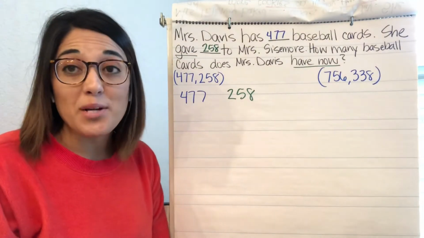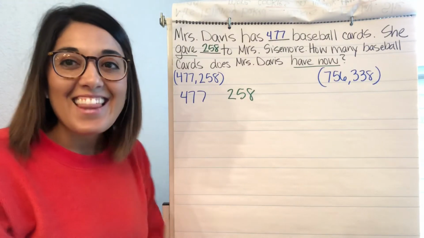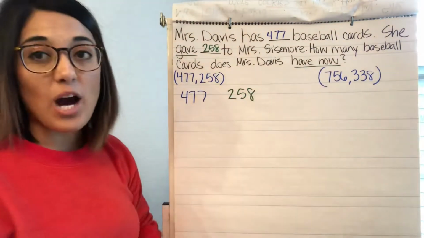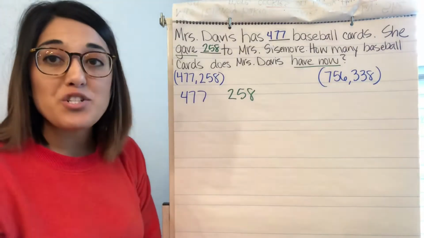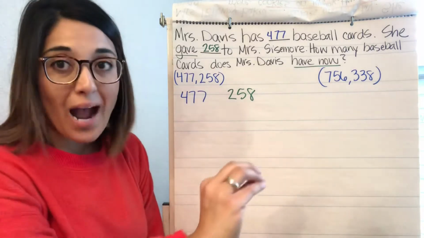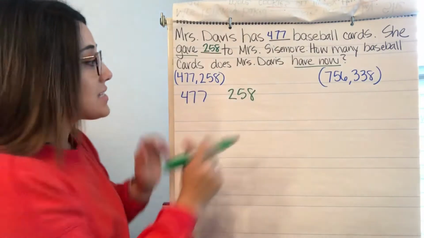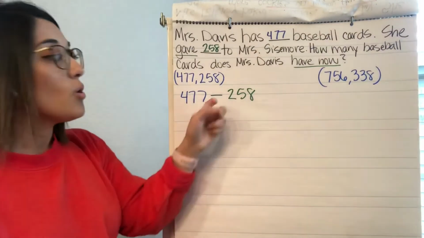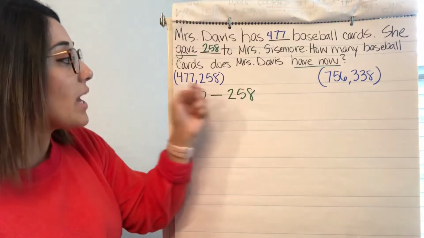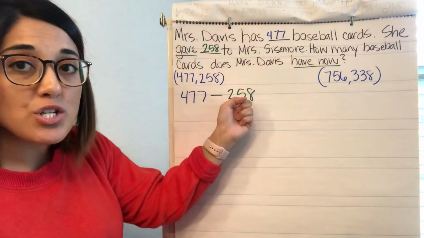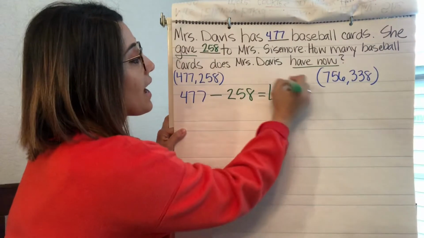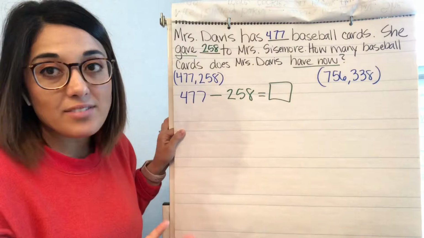And so looking at that, have now should help us. Does anyone know what operation we need to do? That is right. Because of that word gave and that have now, we know that I gave 258 away to Mrs. Sizemore. So I am going to do subtraction. That I gave away tells me that I'm going to take away or subtract. I had 477, and I'm going to subtract the 258 from how many I started with, and then the question is, how many do I have now? So we need to know how many I have left.